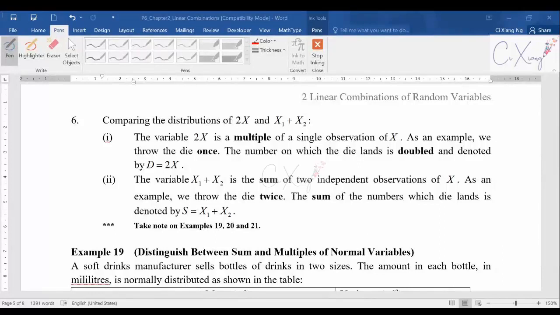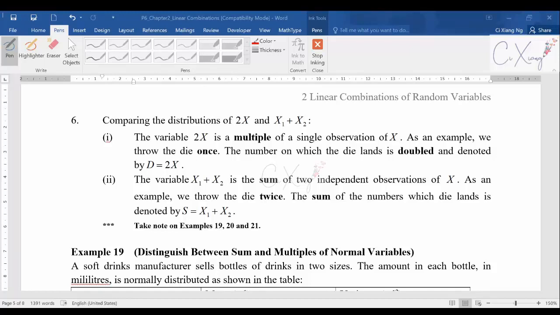Okay, so for this video, we are going to discuss the linear combination that we want to compare. The linear combination that involves 2x and also x1 plus x2. As I mentioned before, for this whole chapter, they like to test students on this. When you write out your variable as 2x, or as x1 plus x2, the variance that you get will be different. And of course, after the calculation, your probability will be different as well.